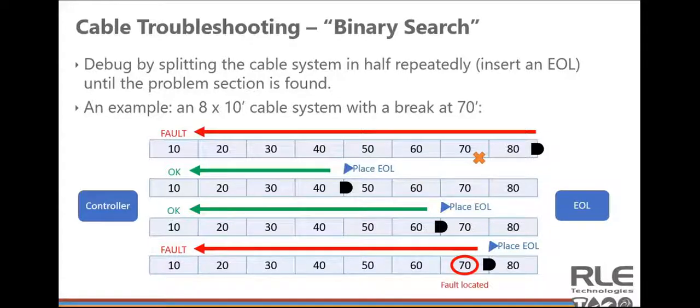So in this example, if you cut the system in half with the EOL, you see the first 40 feet are okay, there's no problem. If you cut the remaining section in half again, you can see that the 60 feet are good. And if you cut the problem in half one more time, you see it's that 70-foot section of cable with the fault.